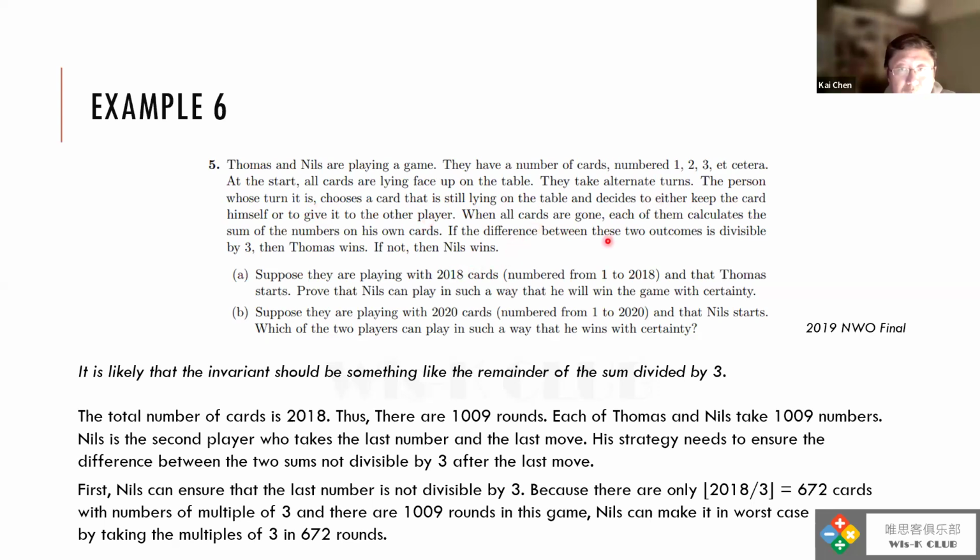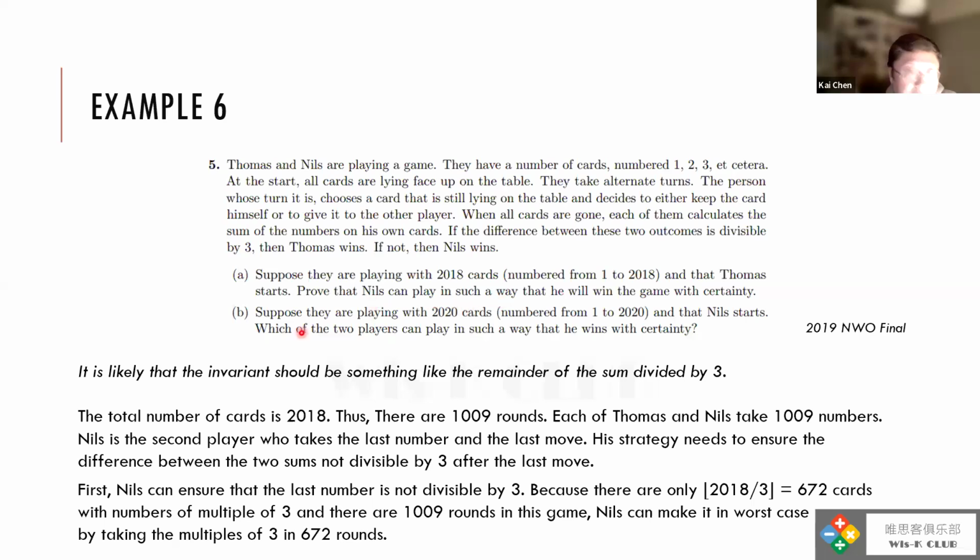When all the cards are gone, each of them calculates the sum of the cards they have. If the difference between these two outcomes is a multiple of 3, Thomas wins; if not, Niels wins. If they start with 2018 cards, and Thomas plays first, Niels plays last, we have to prove that Niels has a winning strategy.